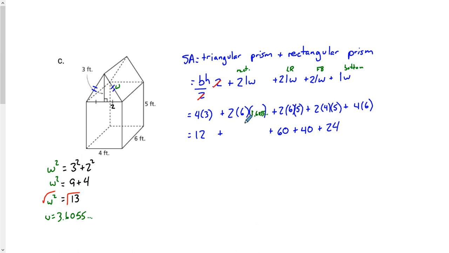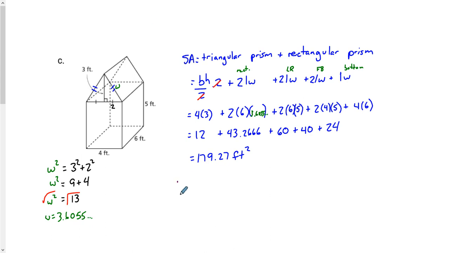So when I plug that one in my calculator, so again, I still have that in my calculator, multiply by the 2 and 6 to give me 43.2666. I add that with my 12, my 60, my 40, and my 24. I get 179.27 unit feet squared.